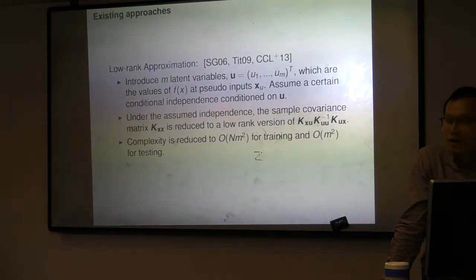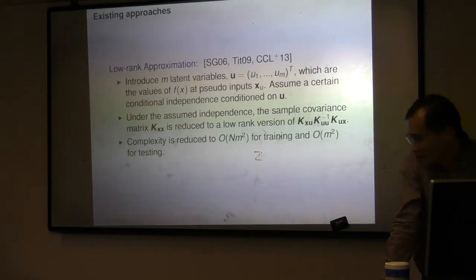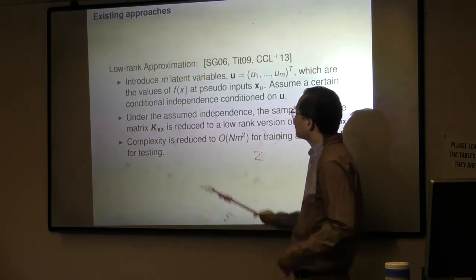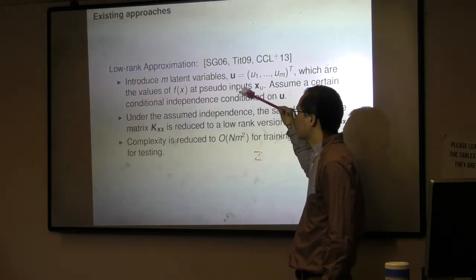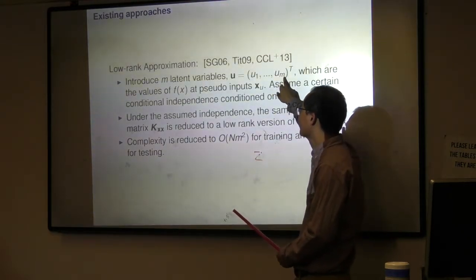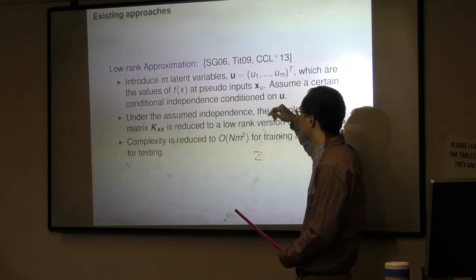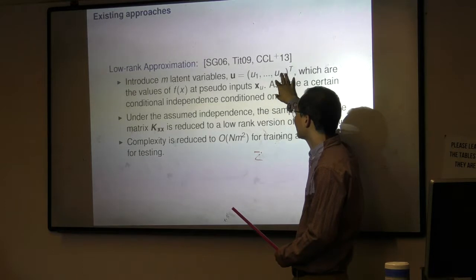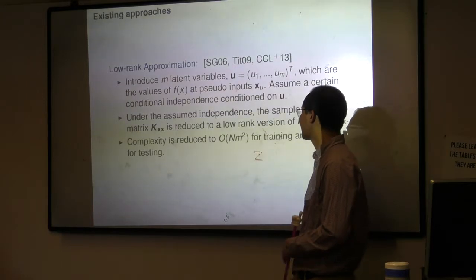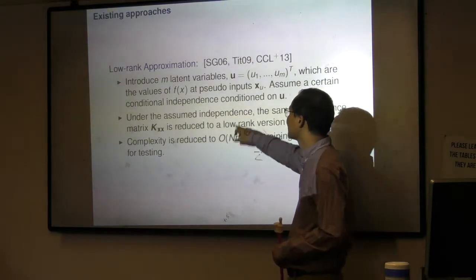Another approach is the low rank approximation, which is based on latent variables. People talk about latent variables in many other machine learning approaches. They introduce a very small number of latent variables that are correlated with the observed variables, and the number of latent variables is much smaller than the number of real variables. If you have independence among your observations conditioning on these latent variables, you have a low rank version of the covariance matrix, and the rank is determined by the number of latent variables.